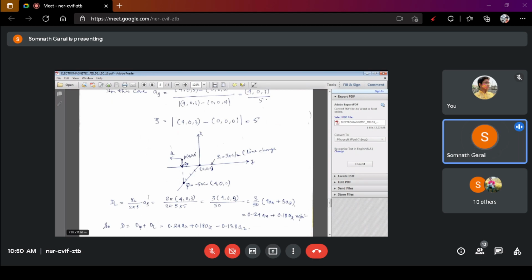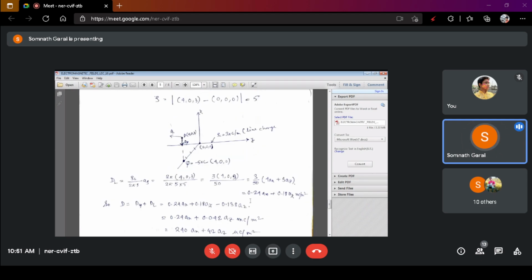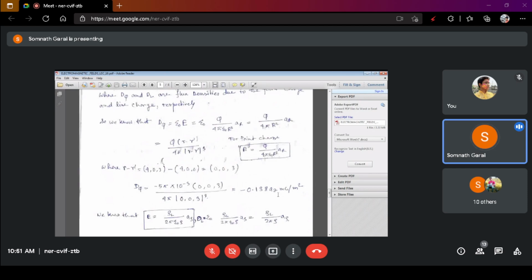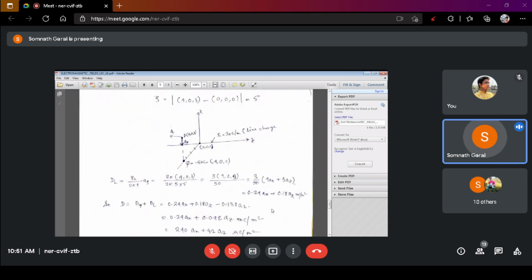Now put this value. D is equal to rho L divided by 2 pi rho, times A rho. Rho L is equal to 3 pi. A rho is equal to 4, 0, 3 by 5. Rho is equal to 5, into 2 pi. Now, if we calculate this value, we get the vector of the electric flux density, that is 0.24 ax plus 0.18 az millicoulomb per meter square.